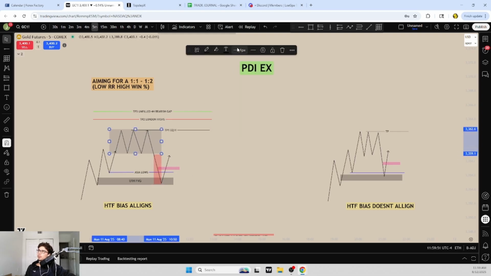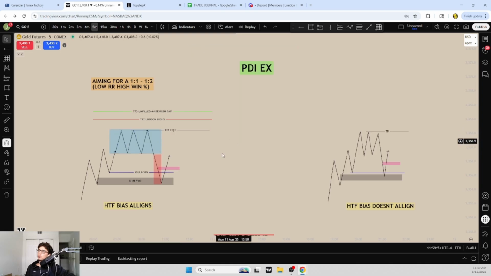Here, let me make this blue for you guys. Okay, we have our accumulation and manipulation. We swept past Asian lows, and we just filled a bullish 1 hour fair value gap that most likely needed to get filled. From there, what do we get? Let's say this is a 3-minute inversion. Boom. And our higher time frame aligns, right? We're clearly in an uptrend.